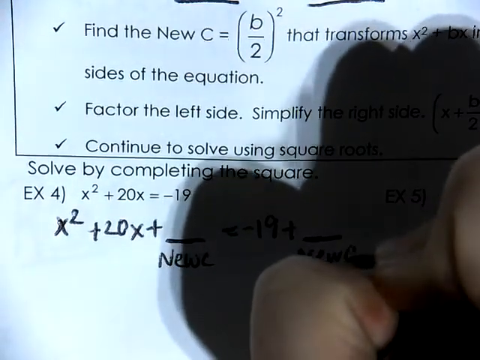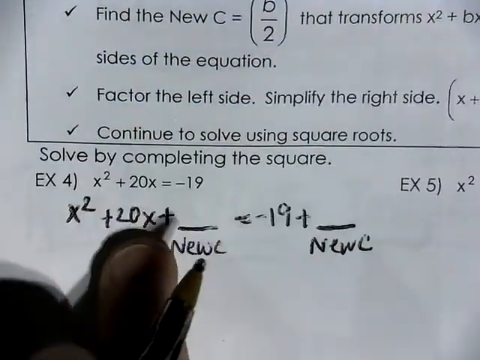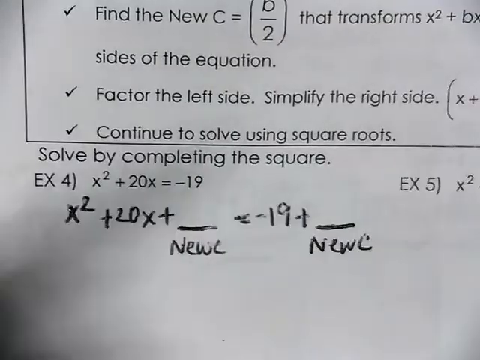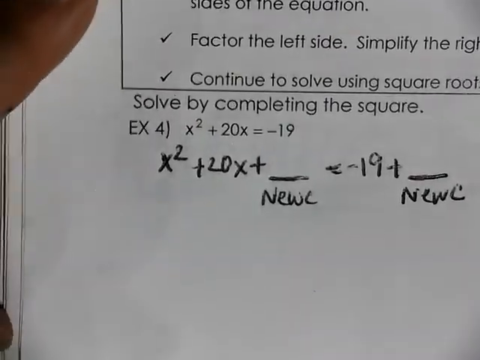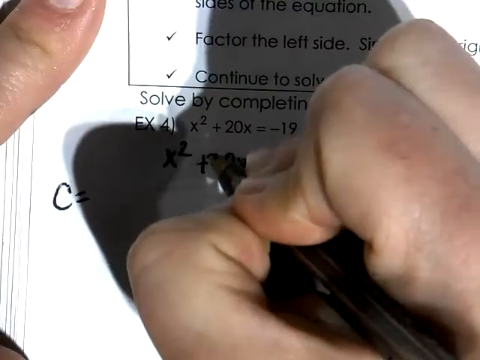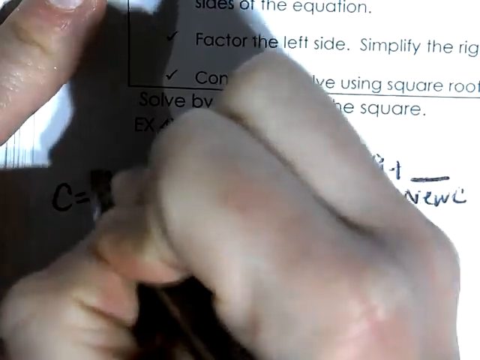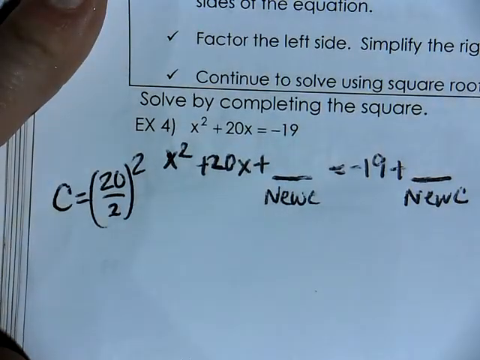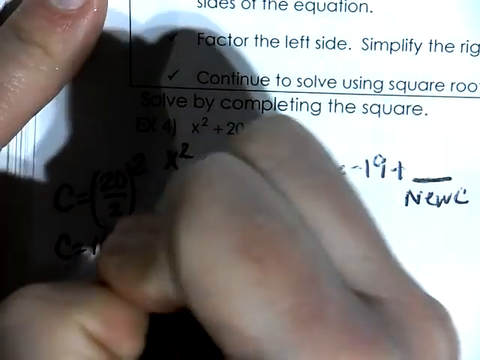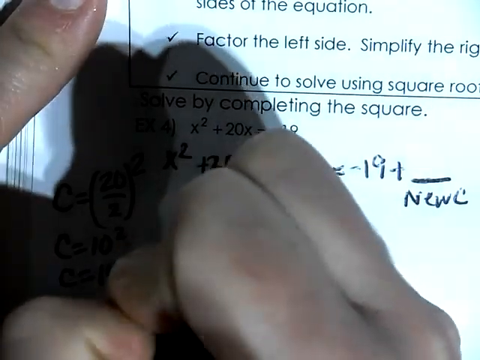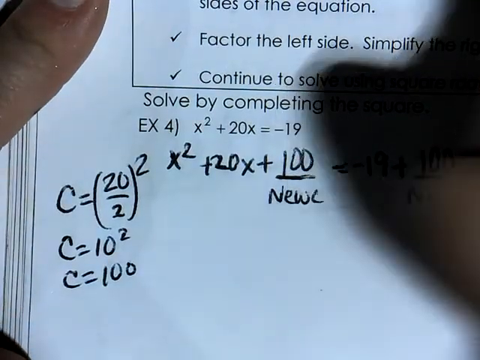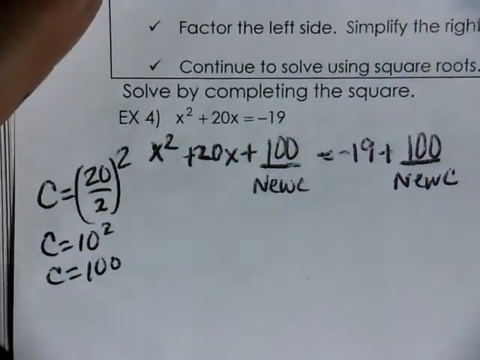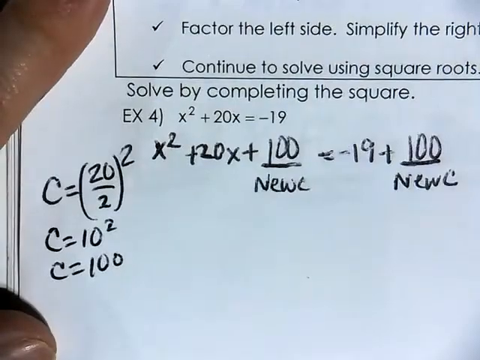Now, I have space for a new c because whatever you do to one side of an equation, you have to do to the other side of the equation. So now I'm going to find what my new c value is. My c value is equal to my b value, which is 20, cut in half and then squared. Half of 20 is 10. 10 squared is equal to 100. So my new c value needs to be 100. And whatever you do to one side, you do to the other. So I add 100 to both sides.